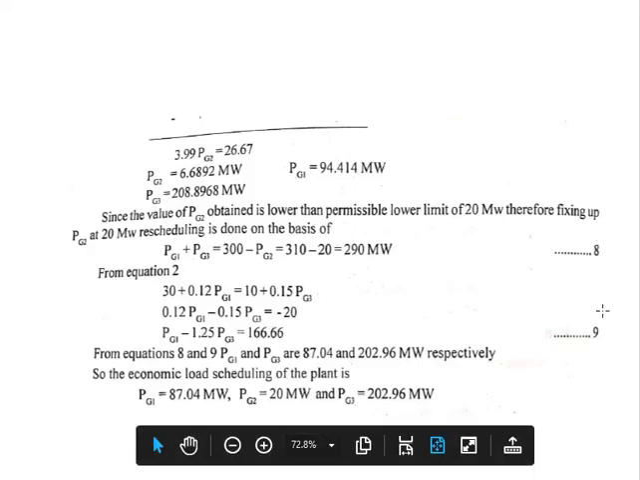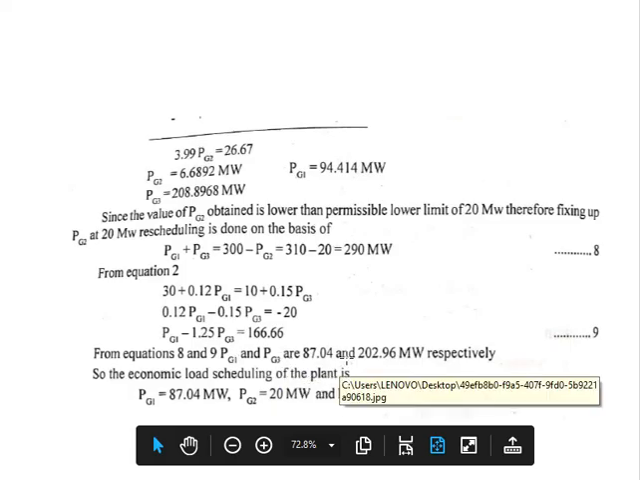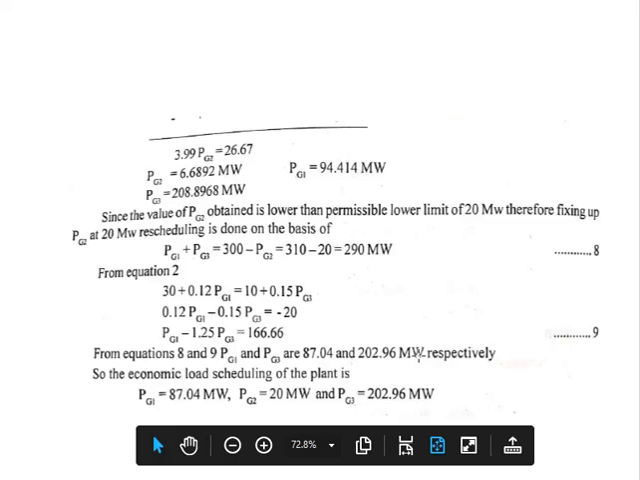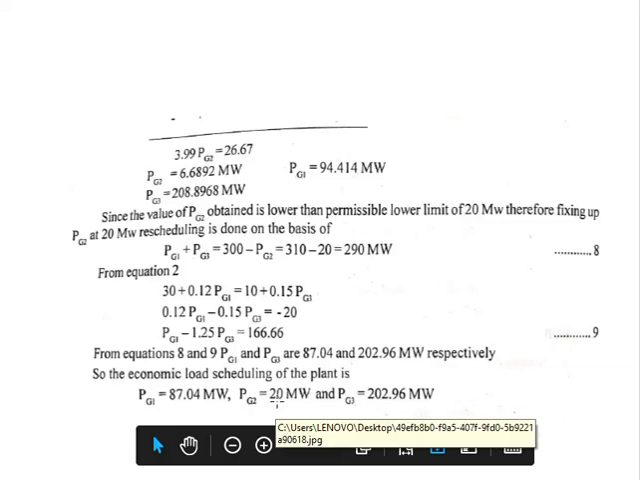Once you solve equations 8 and 9, you will get the solution for Pg1 and Pg3, that is 87.04 and 202.96 megawatt. Already Pg2 is fixed at 20 megawatt. So this is the load scheduling for the given problem. Thank you.